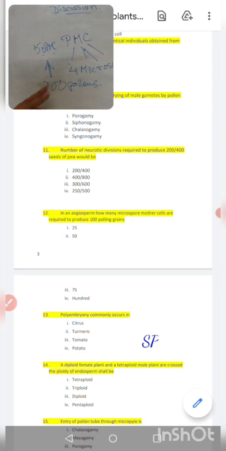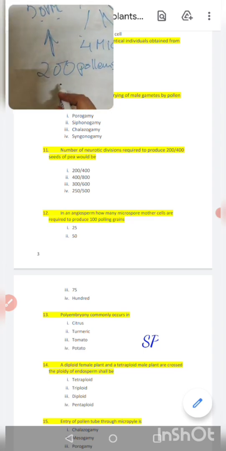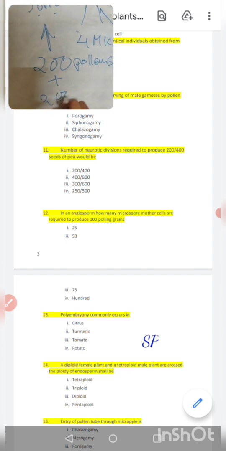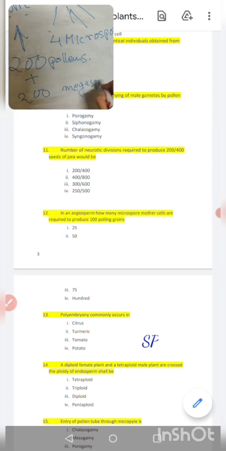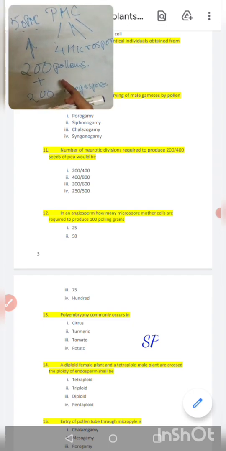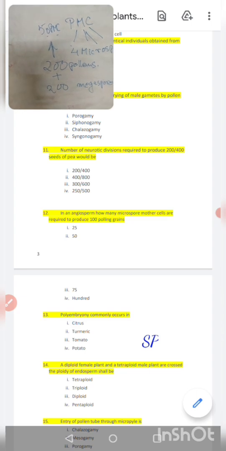Now these 200 pollen grains will fuse with 200 megaspores, or they will fertilize inside the embryo sac. So this 200 will need 200 megaspores or embryo sacs for the fertilization, and then 200 seeds will be formed, because each zygote will develop into a different fruit, and from the fruit we will get the seeds.